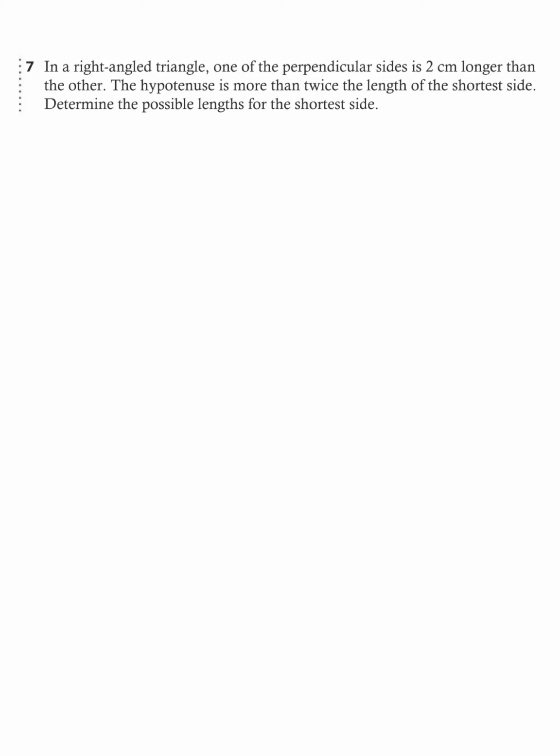Alright, so let's construct a triangle here. Okay, so what the question says is the hypotenuse is more than twice the length of the shortest side. So let's call the shortest side x. So this must be greater than 2x because it's more than twice the length of the shortest side. It says here one of the perpendicular sides is 2 centimeters longer than the other, so we'll call this x plus 2. Okay. Now we'll set up a Pythagoras equation here.